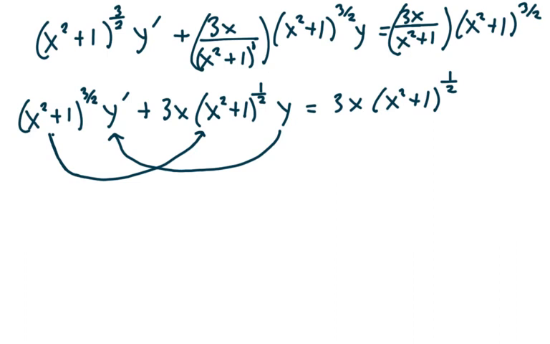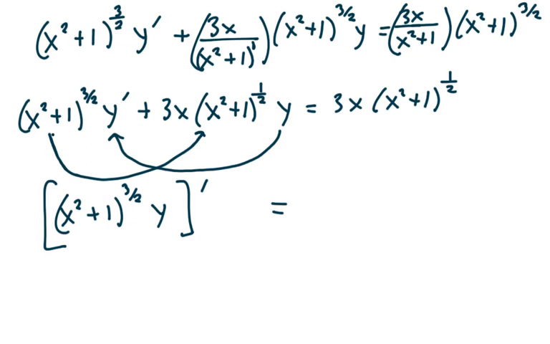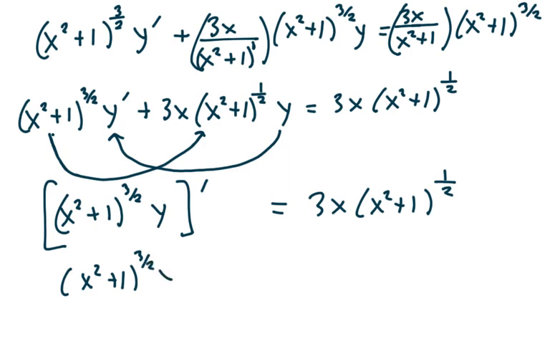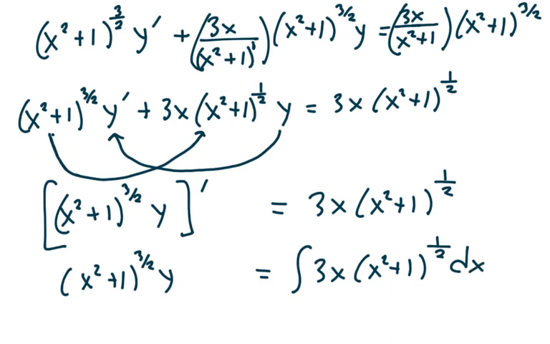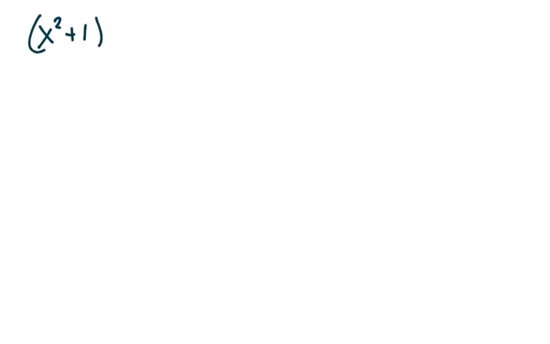Okay? So this is going to be the derivative of x squared plus 1 to the 3 halves times y. That's on the left side. On the right side, we get 3x times x squared plus 1 to the half. And so x squared plus 1 to the 3 halves times y is the integral of 3x times x squared plus 1 to the 1/2 dx. So let's rewrite that on the other page. So we get x squared plus 1 to the 3 halves times y is equal to the integral of 3x times x squared plus 1 to the 1/2 dx.